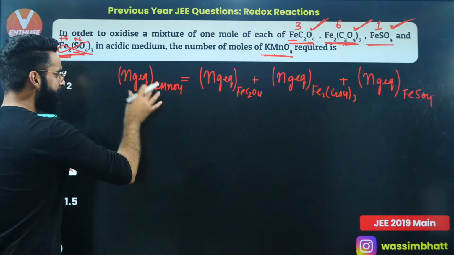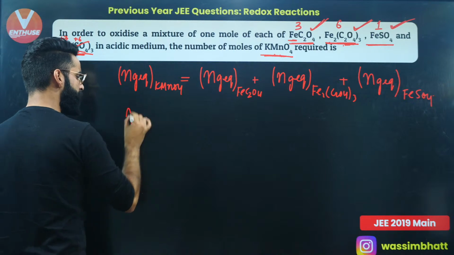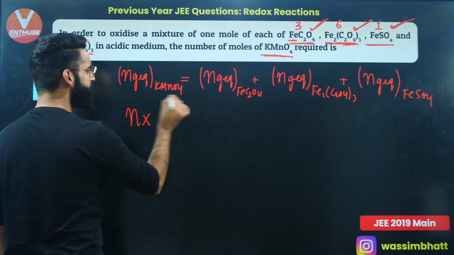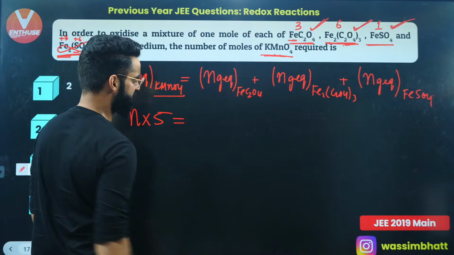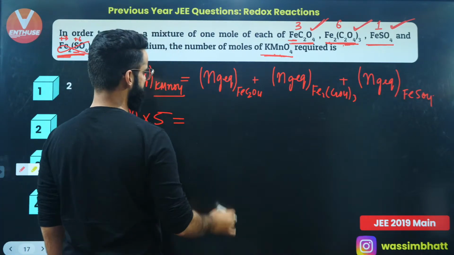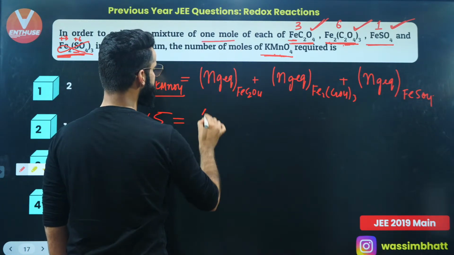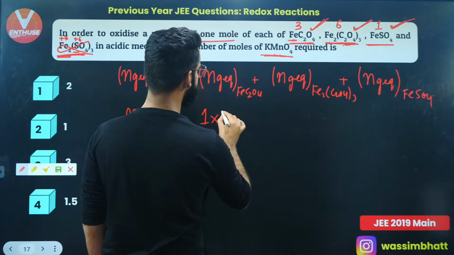Now, the number of gram equivalents of KMnO4 will be equal to the number of moles of KMnO4 multiplied by the N factor of KMnO4 in acidic medium. That's 5, is equal to the number of gram equivalents of ferrous oxalate. Number of moles of ferrous oxalate, that's 1, multiplied by the N factor of ferrous oxalate, that is 3.